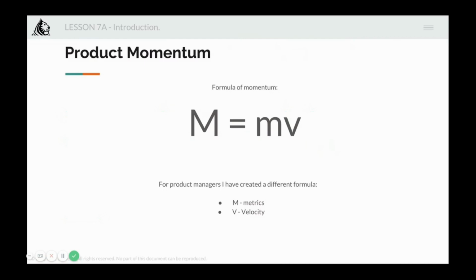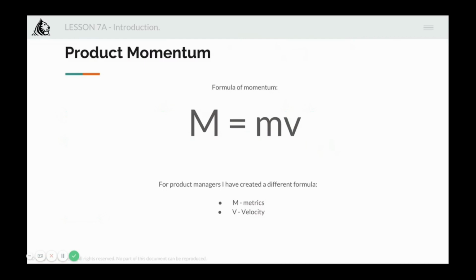Which numbers are these? These are the metrics that determine the success or failure of products, and they have been carefully selected. You know the formula of momentum, right? M equal to mv. In the business world, I call M as metrics and V as velocity in the direction of your goal. Let me illustrate with an example.